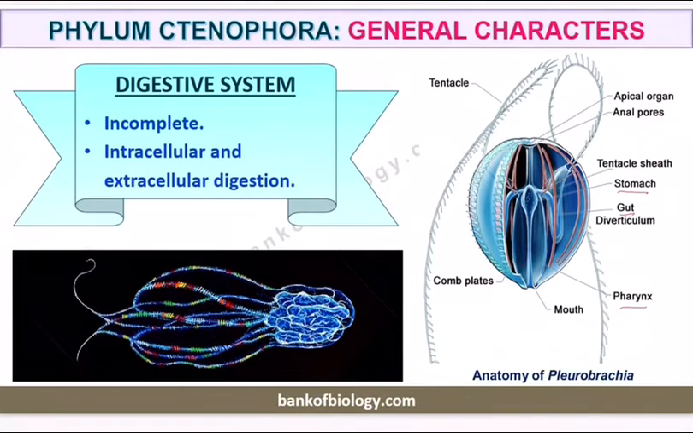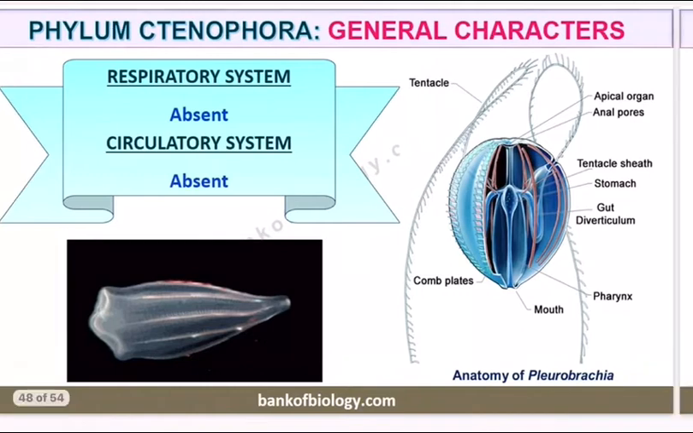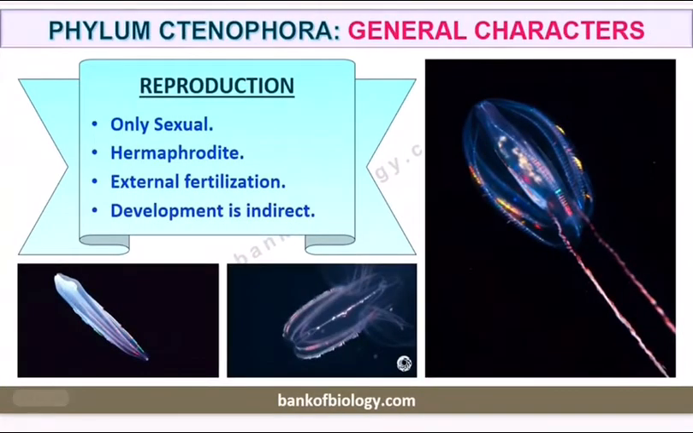And digestive system, of course there is a digestive canal, but it is incomplete. As you are seeing here, mouth, pharynx, gut, stomach. See, there is a signal that the digestive tract is going to be formed. However, digestion is both intracellular as well as extracellular. Within the cell, intracellular. Outside the cell, extracellular. So digestion takes place in both ways. And the circulatory system is still absent. That's why we are placing these animals under the lower category.